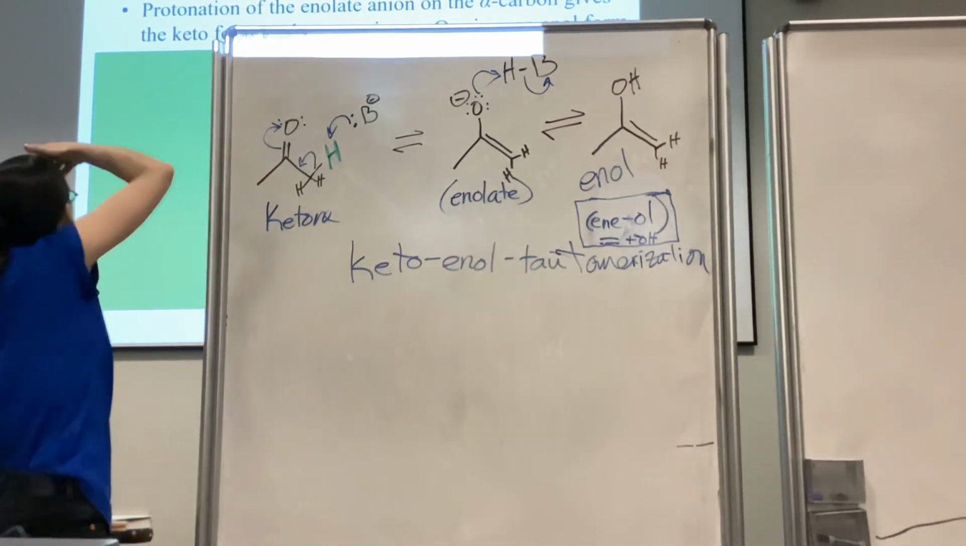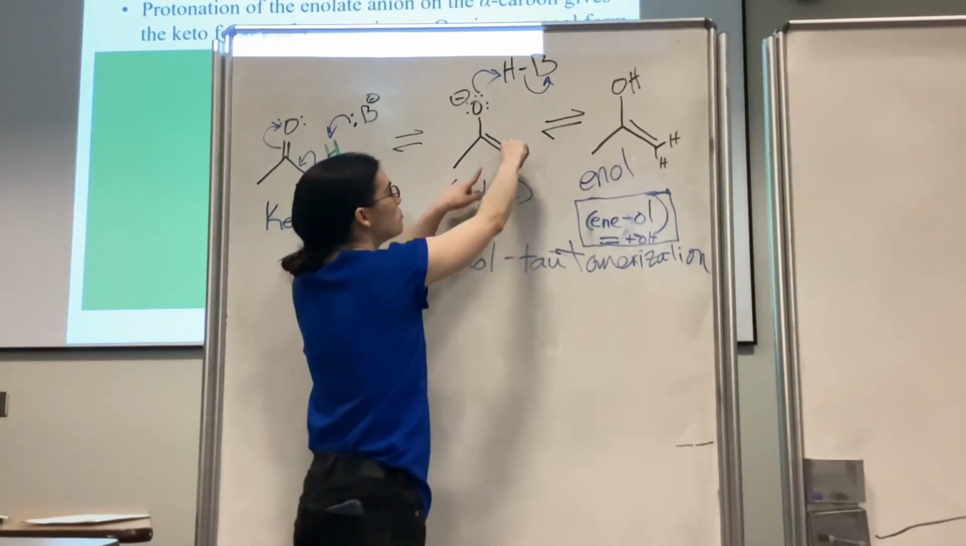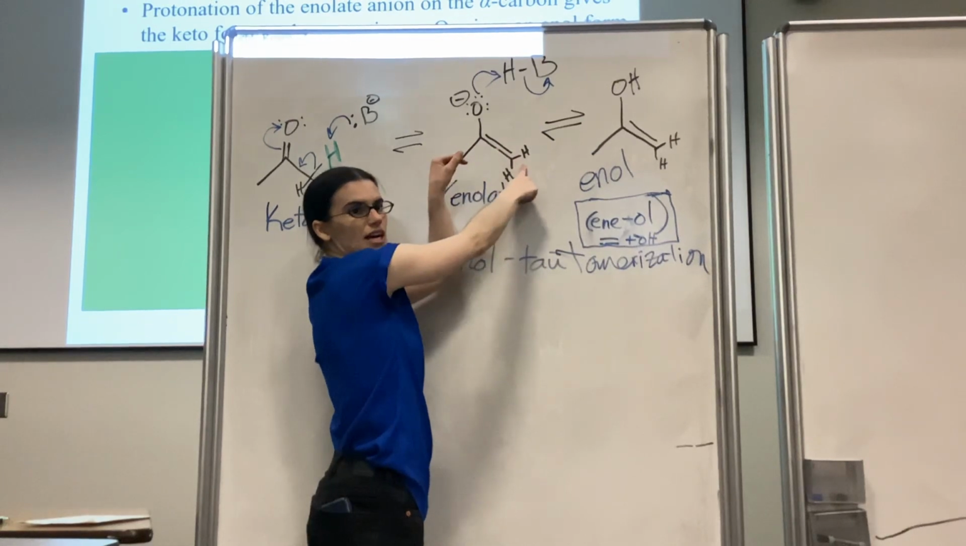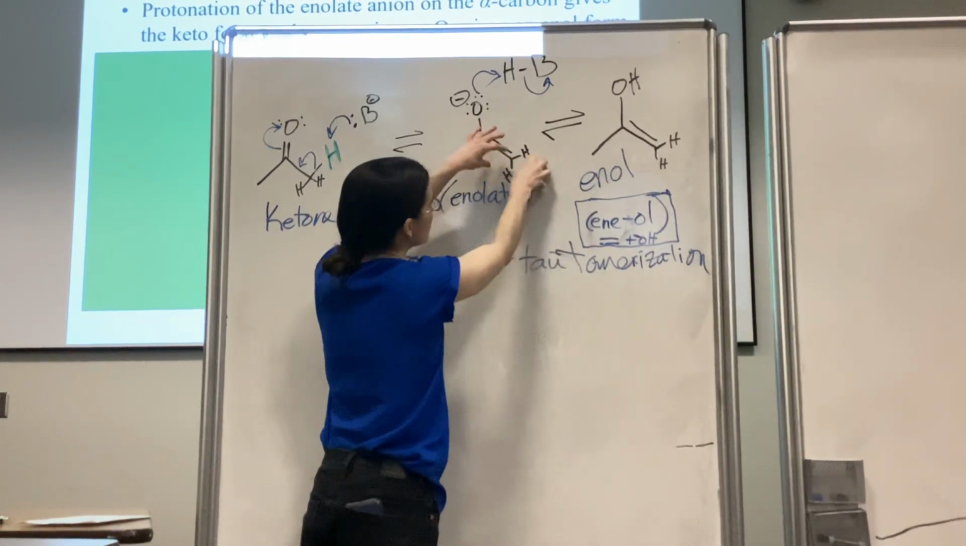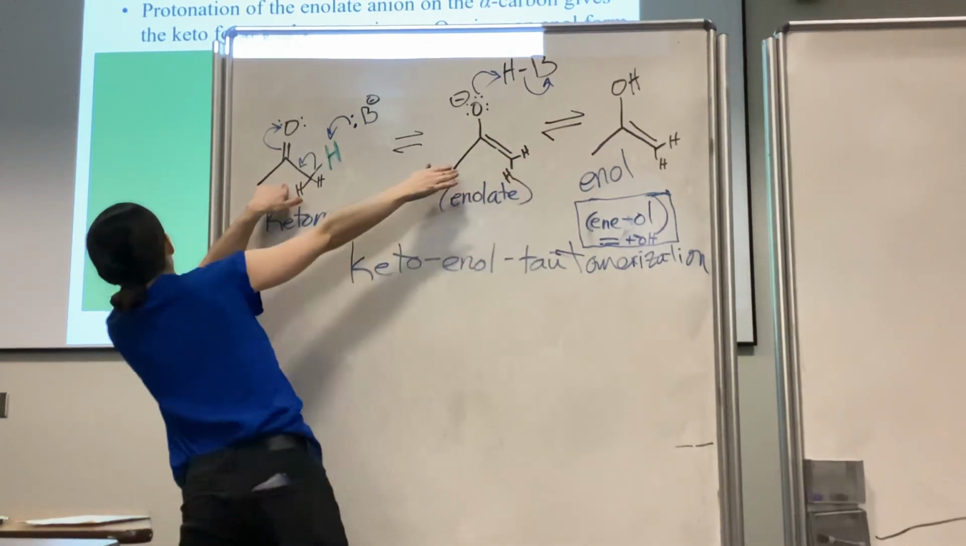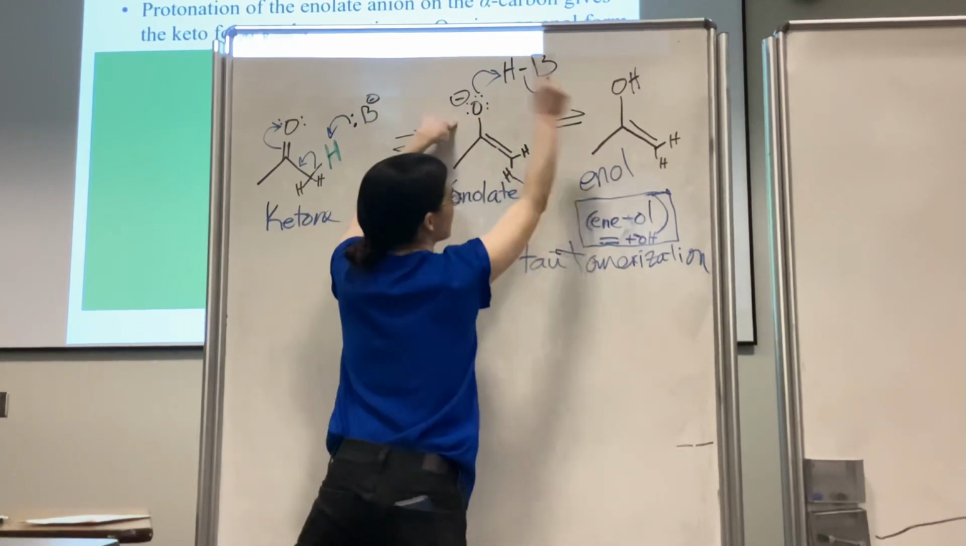So protonation at the alpha carbon means we're going to put the hydrogen back here. And if we do that, if we protonate this guy and it takes a hydrogen, then we do go back to this. We go back to the keto form. And then if we protonate this, it goes there.